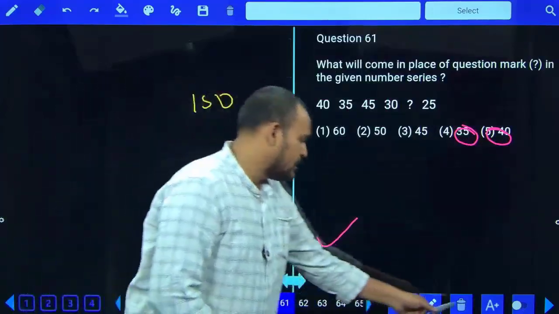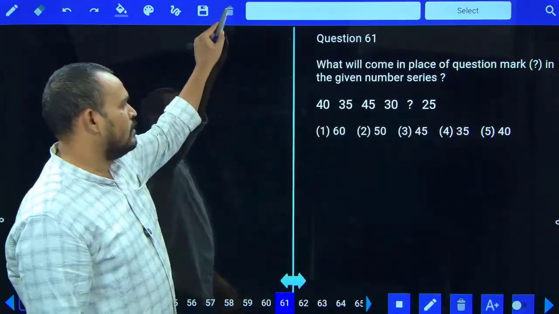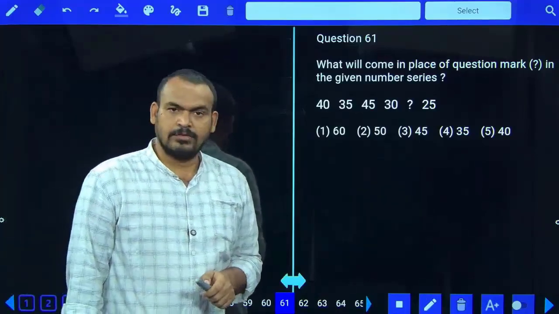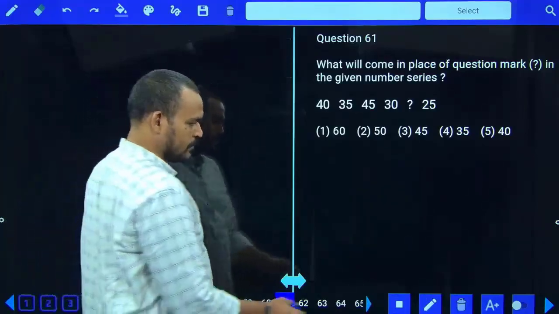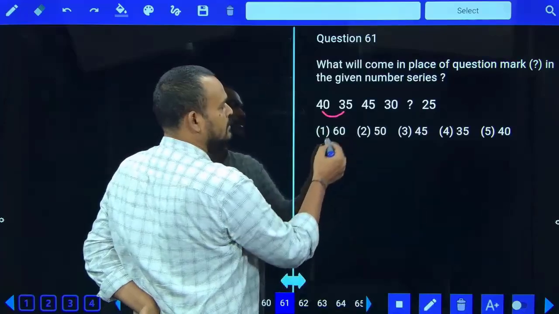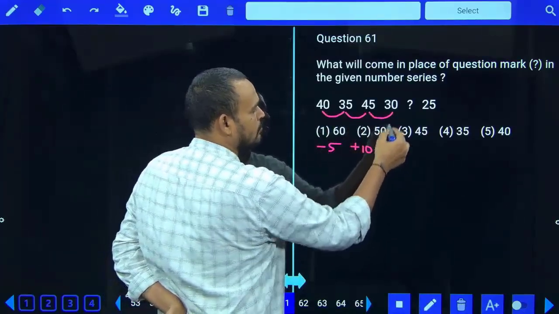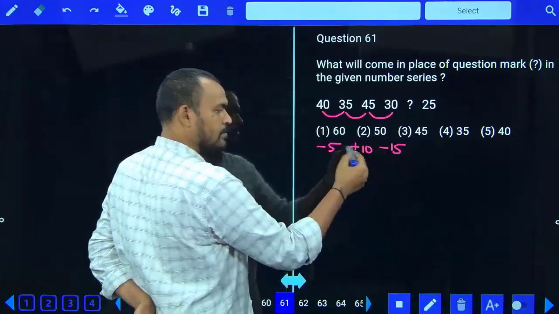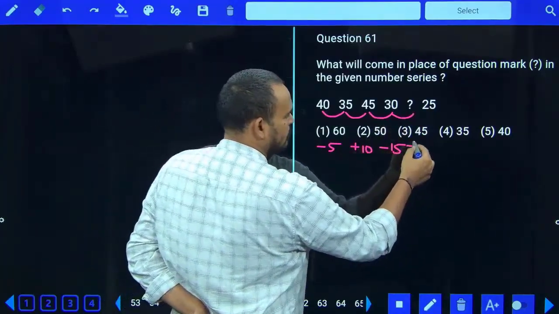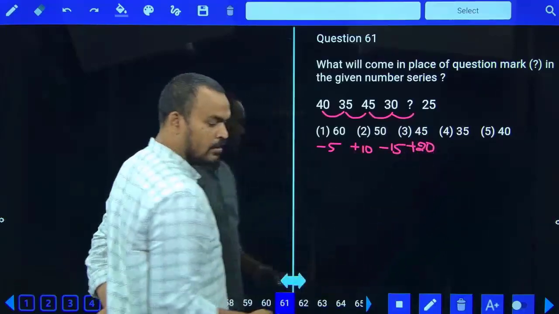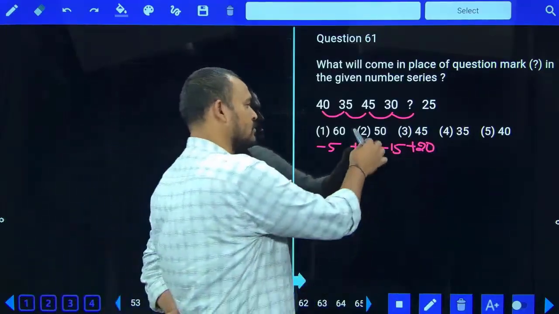Next, number 61, let's see. 40, 35, 45, 30, something and 25. What is the first one's difference? Minus 5. Second one plus 10. Next minus 15. Minus 5, plus 10, minus 15 means next one plus 20. 30 plus 20, how much? 50. Which option? Second one.